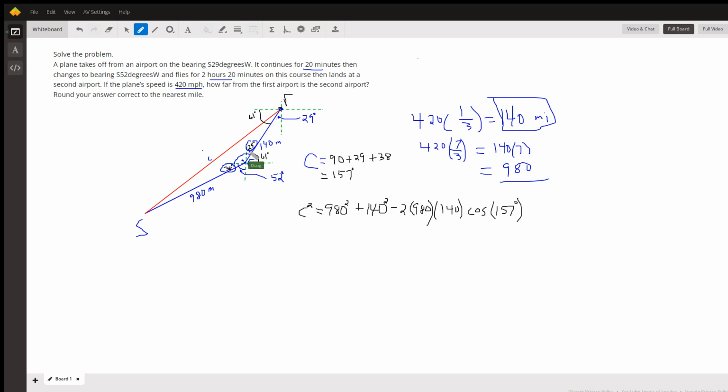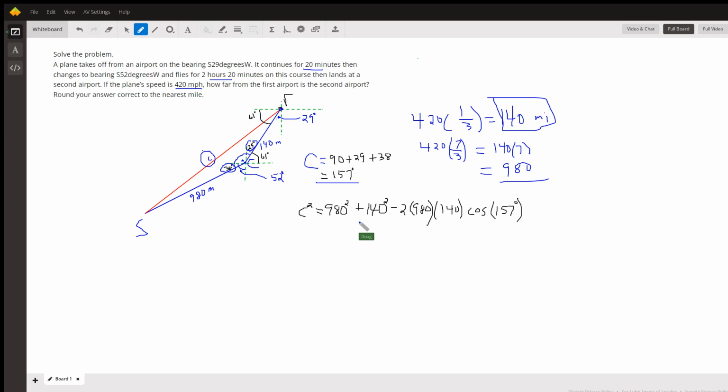Either way, you end up with the angle C is this 90 plus 38 plus 29. Okay, or angle C is 157. So now we have a triangle where we know two sides and the included angle. So we can use the law of cosines to find the side opposite, which is the distance from the first airport to the second airport.